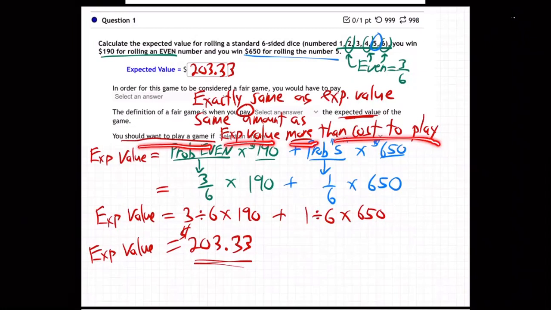The only way to beat them is to cheat, counting cards, but they don't allow that. They watch for that. So there's no way. They have it all figured out. They have it calculated. So there we go. That's what expected value is. And a fair game is when the expected value is the same. And you should only want to play a game if the expected value is more than the cost to play the game. There we go.